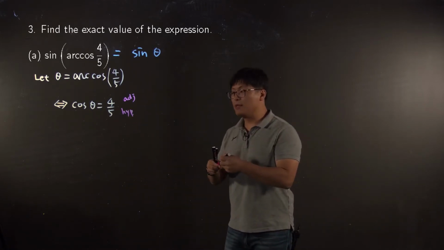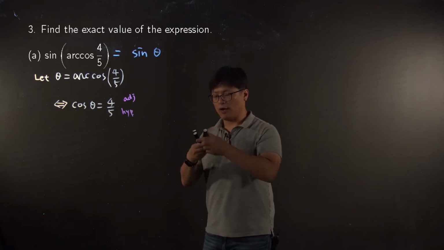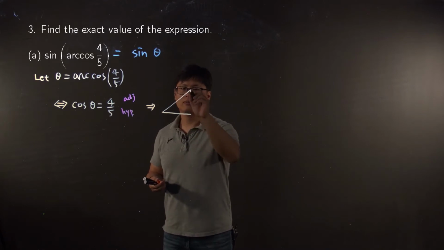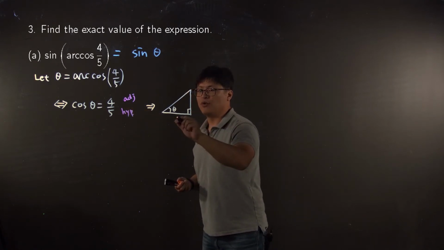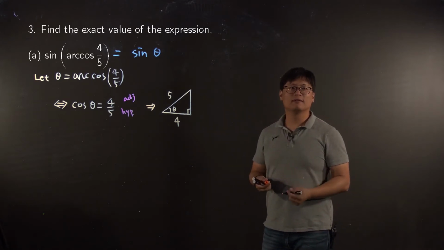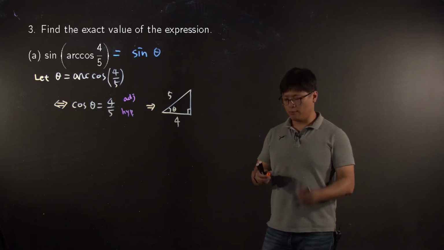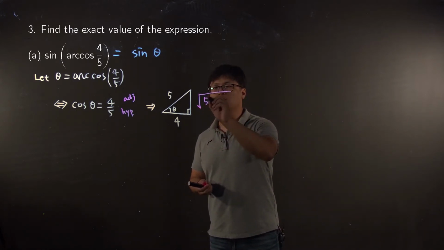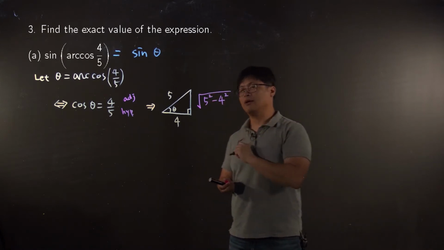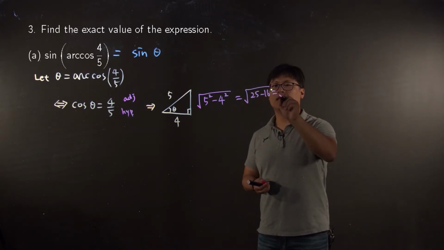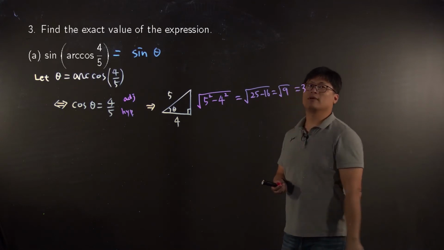Let me use this to draw the right triangle. Here we go. A right triangle, and let's assume this angle is theta. As we found, the adjacent is 4 and the hypotenuse is 5. So wait a minute, what about this side, which is the opposite? Can you find it? Yes, by the Pythagorean theorem. This side is the square root of hypotenuse squared minus adjacent squared, which is the square root of 25 minus 16, that is 9, and that is equal to 3. Does it make sense?